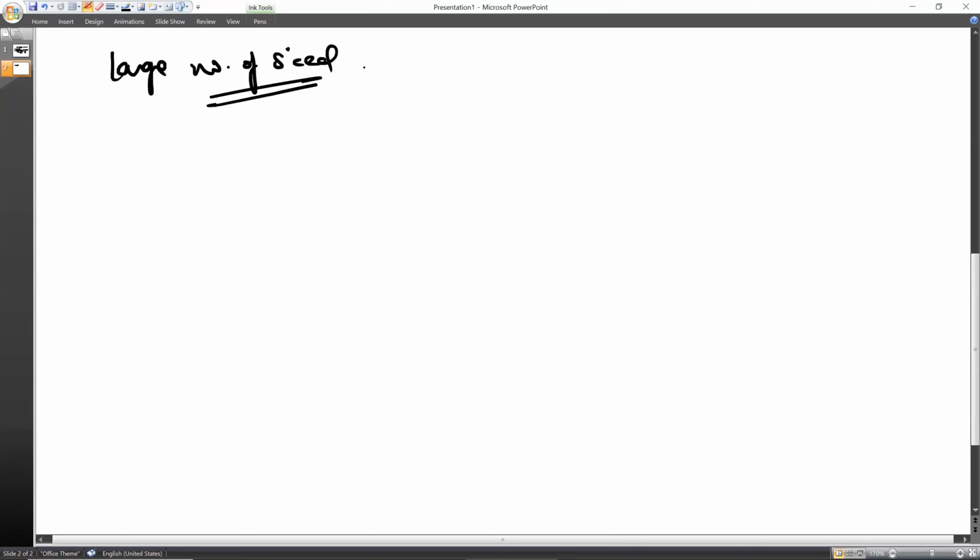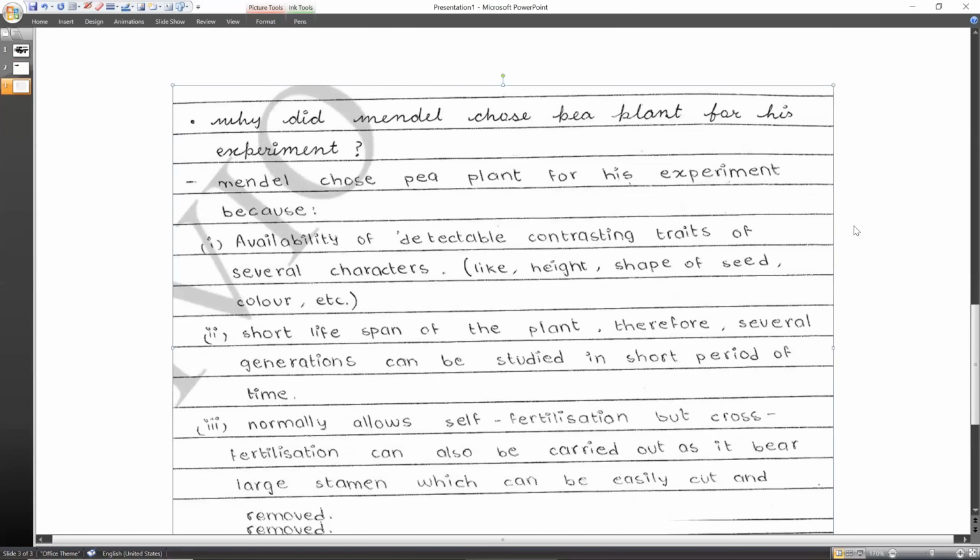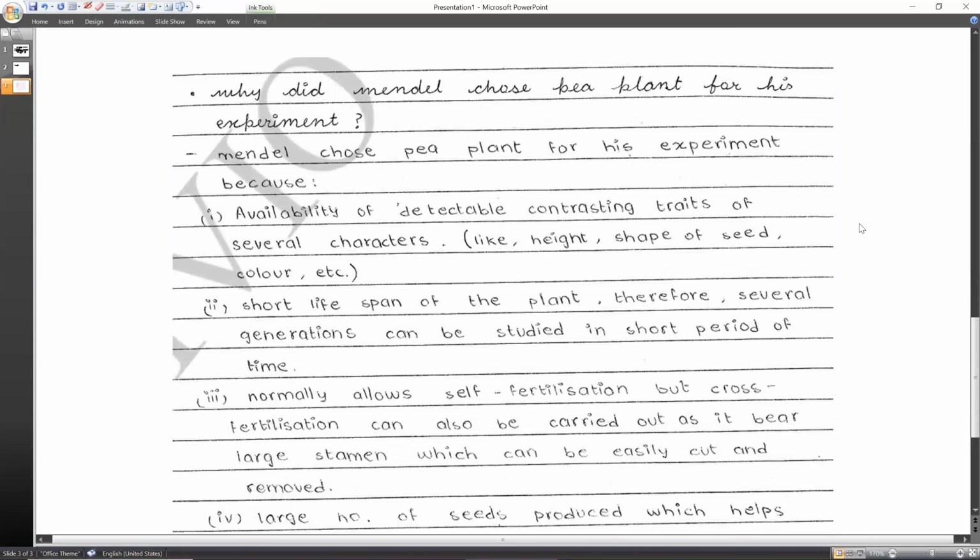Now moving to the next part. Please note it down: why did Mendel choose the pea plant for his experiment? The answer is Mendel chose the pea plant for his experiment because of the availability of detectable contrasting characters. Several characters like height and shapes of seeds can be studied.